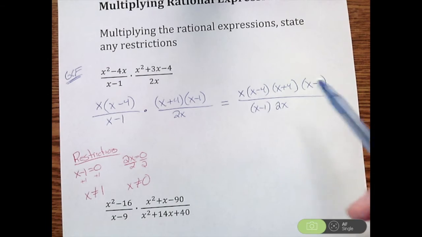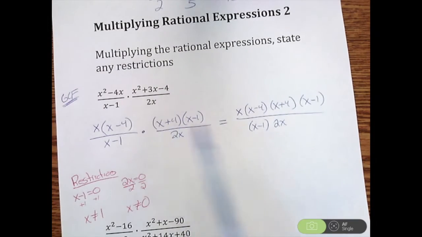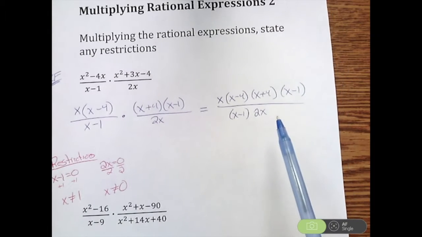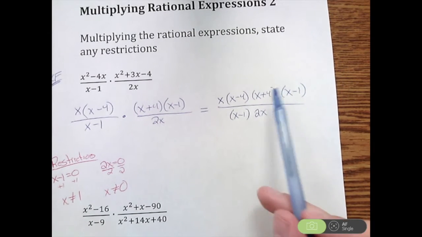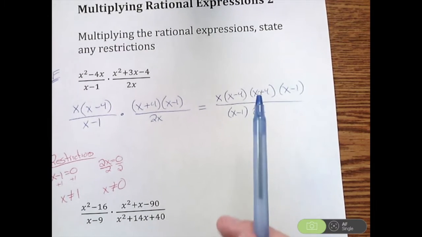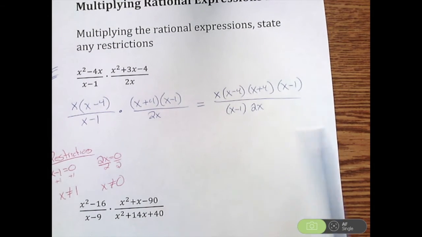So what I've created is I've now gone from a multiplying problem to a simplifying rational expressions problem. What I'm looking for is common factors on top and bottom. And notice how I didn't multiply any of that out, because whenever we simplify rational expressions, we want everything factored.